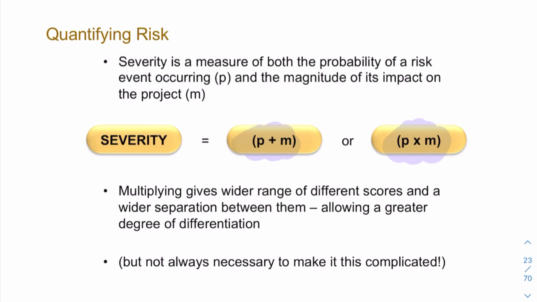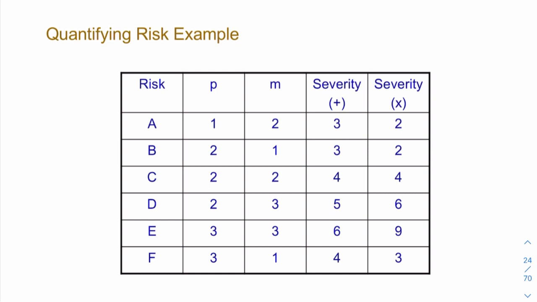Okay, so we're going to be using multiplication. So this is another example. It's not the birthday party example, but here we have our risks, A, B, C. So each of these could be an event. So for example, when we say risk A, that could be the risk of a storm, for example.